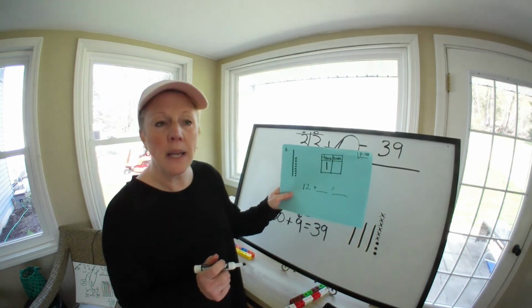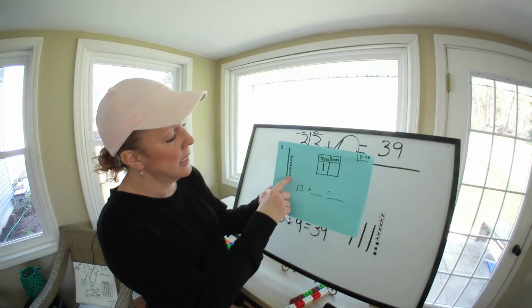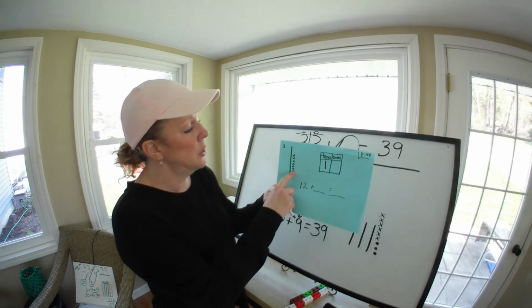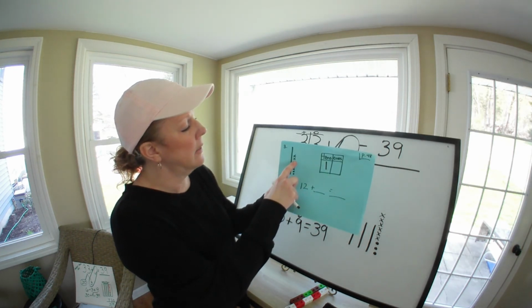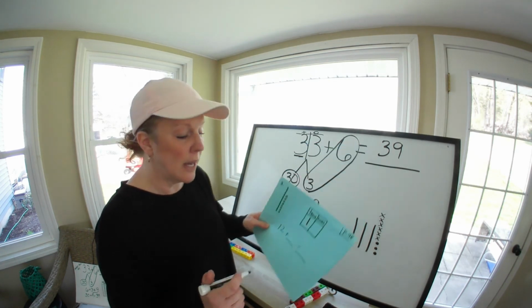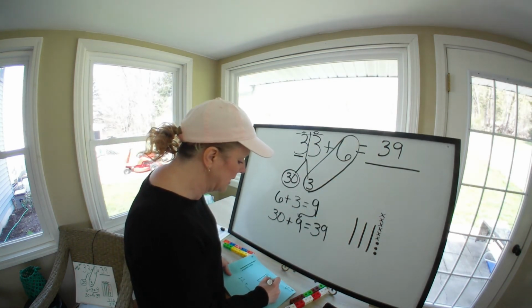Now I need to count my ones. I look here and I say, oh, there's 2. So I'm going to start with 2. 2, 3, 4, 5, 6, 7, 8. So I have 8 ones.